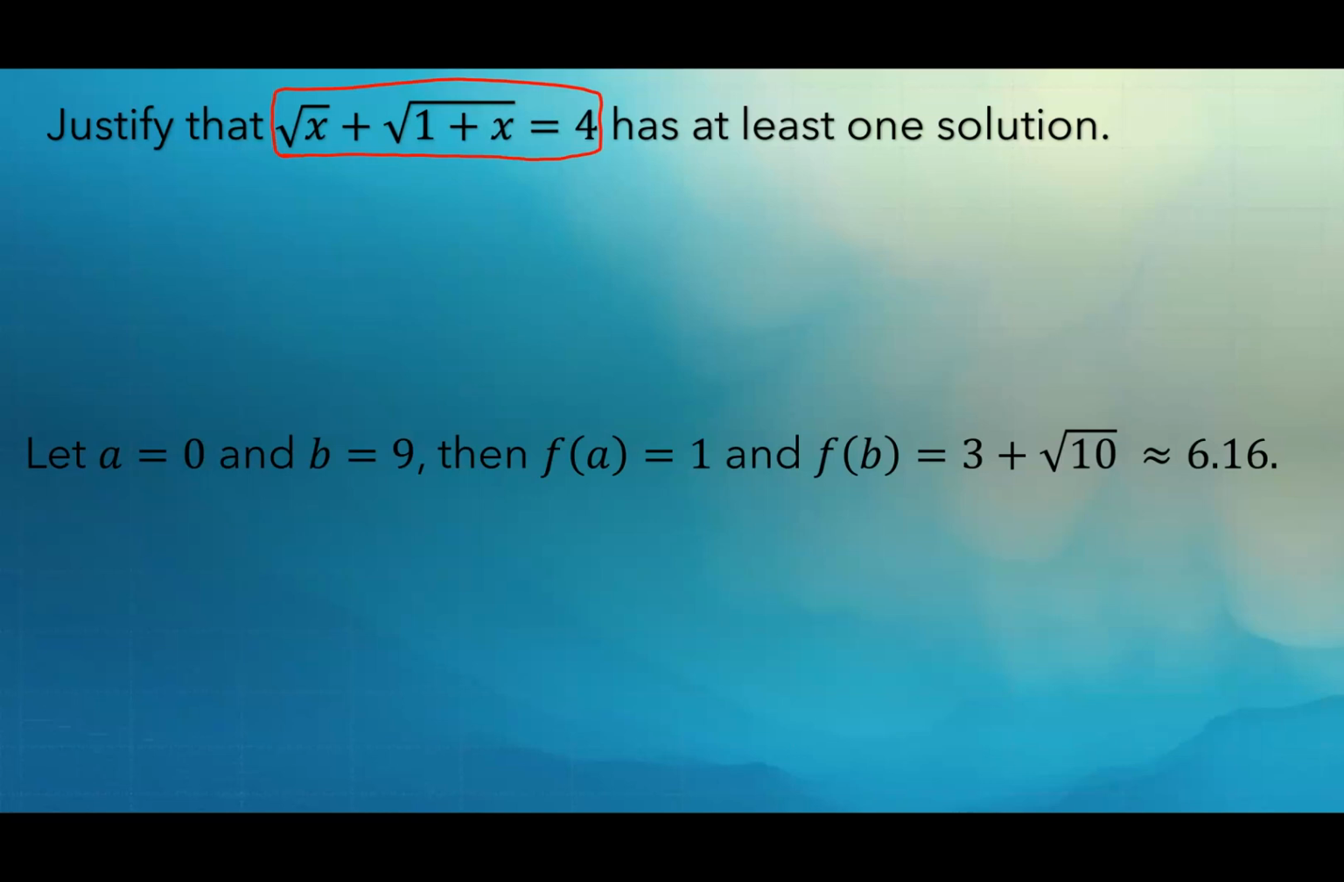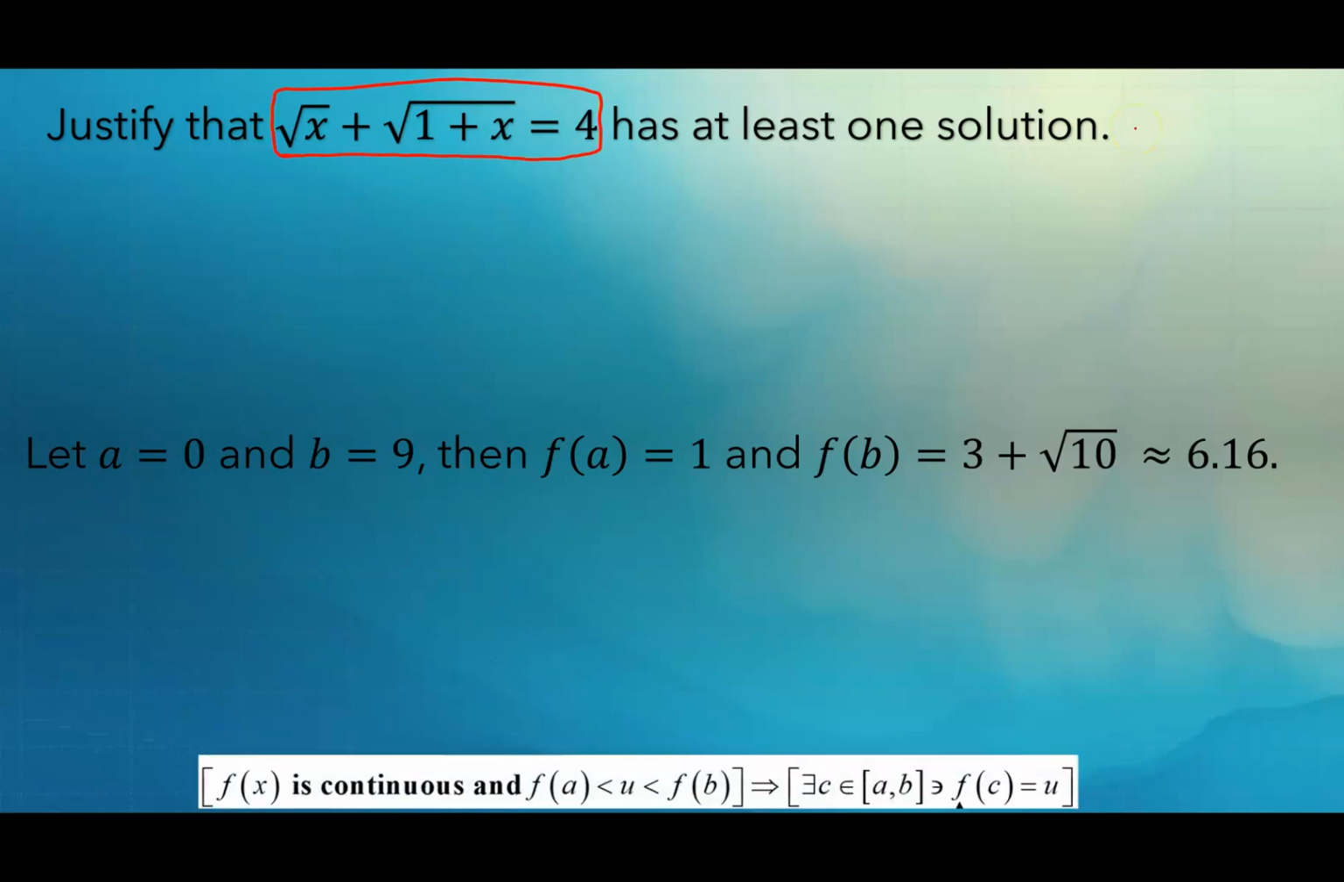So we can use the intermediate value theorem to show that there is at least a solution. So again, f of x, and in this case, f of x is this part right here, and 4 is going to be our u. So our job is to, number one, justify that the function f of x is continuous, and number two, justify that u, which is 4, is in between some f of a and f of b.